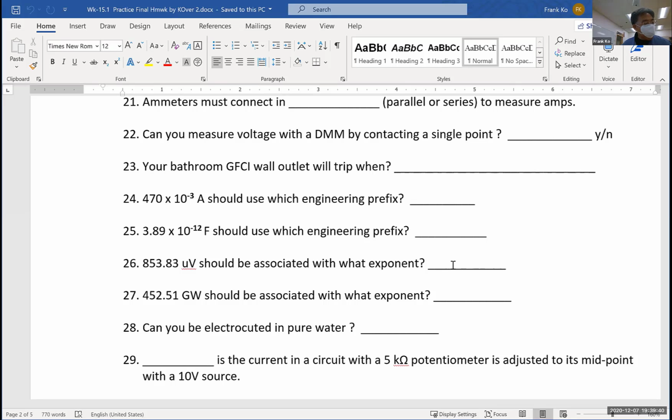We have a 10-volt source. Yes, everybody? We have a potentiometer adjusted where? To 2.5 kilo ohms. Midpoint, which is what? 2.5 kilo, right? So if you take 10 divided by 2.5 kilo, you should have 4 milliamps. I forgot the kilo. Because the potentiometer is adjusted midpoint, adjusted halfway, and half of 5 kilo is going to be 2.5 kilo.